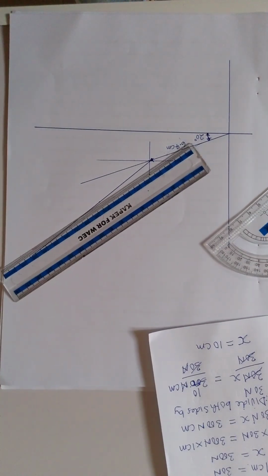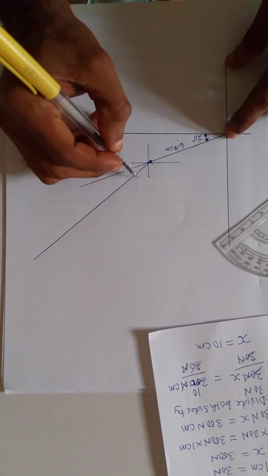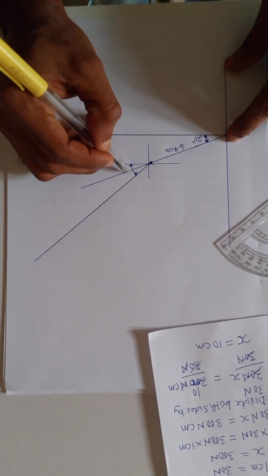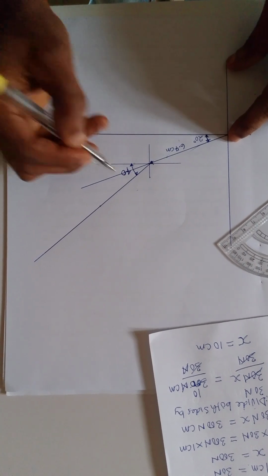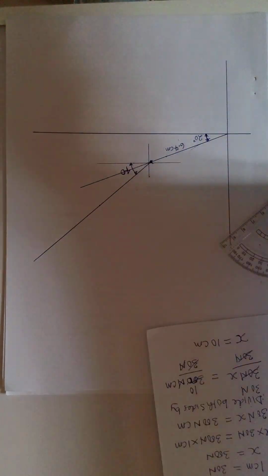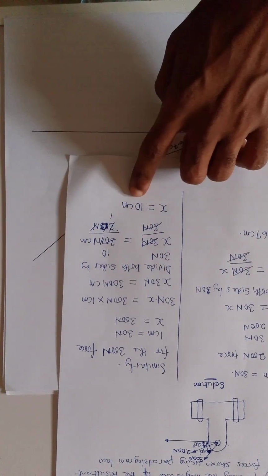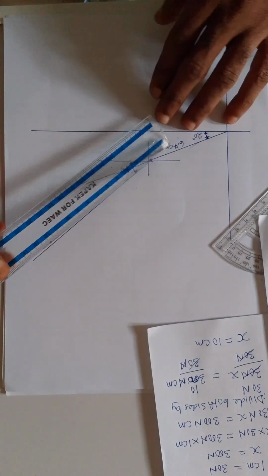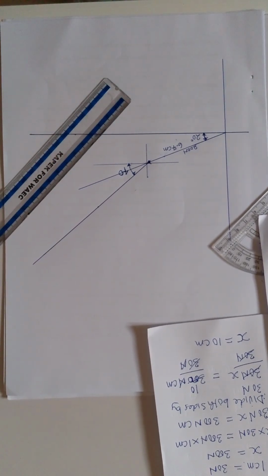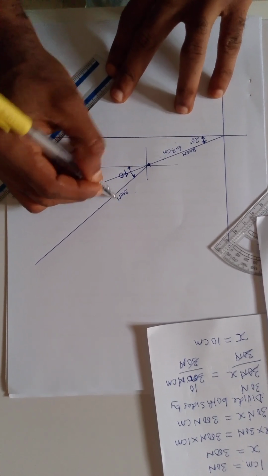Having done that, we've drawn the straight line. From that line down to the horizontal is 40 degrees. Once we've done that, we measure the length, and according to our calculation, the 300 Newton force is 10 cm. We can write it here: this is the 200 Newton force, while this one is the line representing the 300 Newton force.